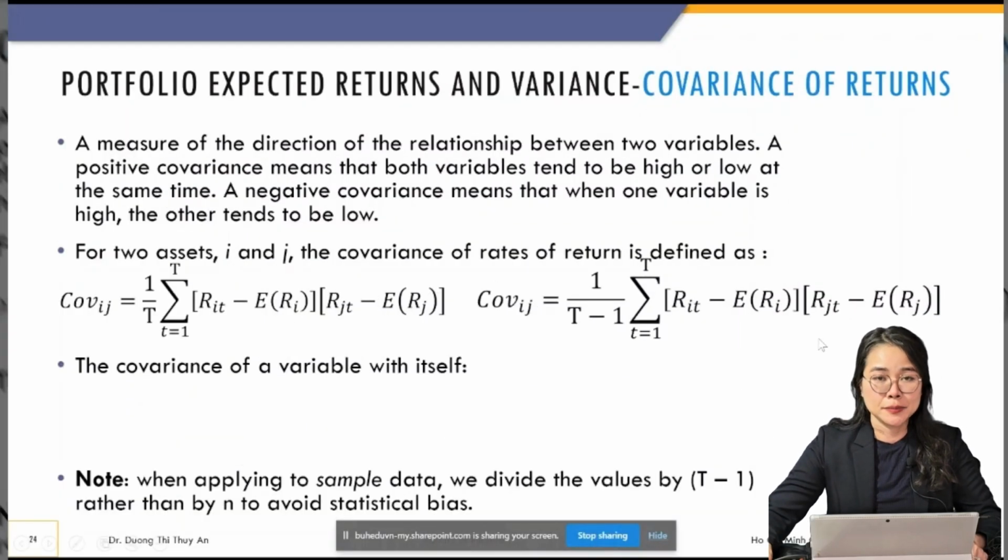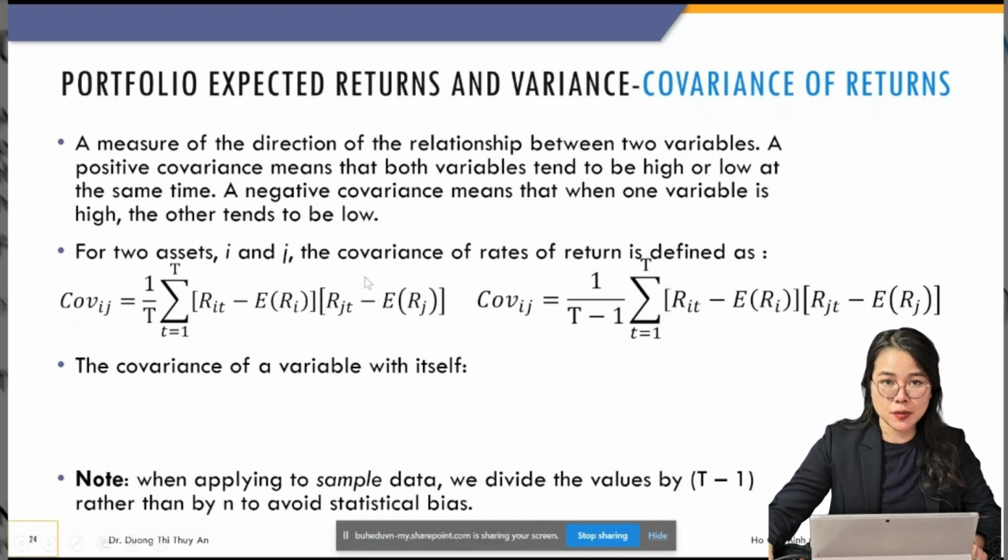Class. In the previous lecture, we were in chapter 3, risk and return. So today we continue where we stopped last time. Now you know how to calculate covariance and the meaning of covariance. But please note that the covariance can be negative or positive. It measures whether both variables tend to be high or low at the same time.